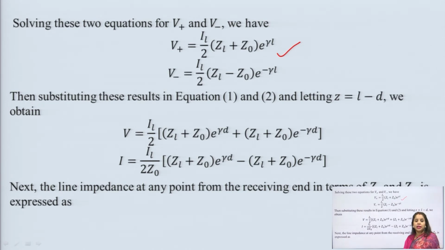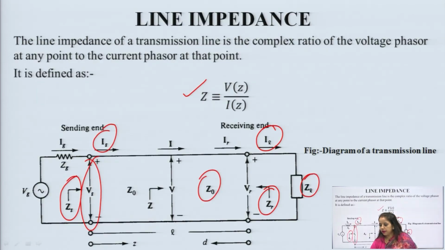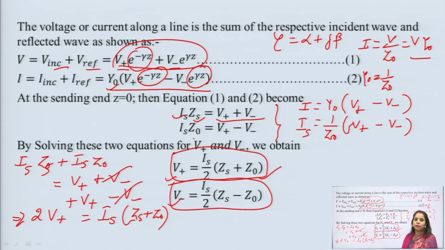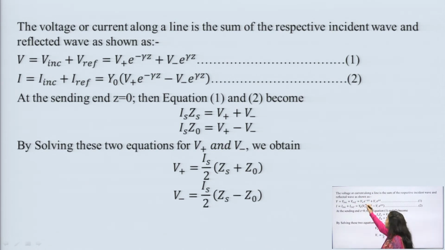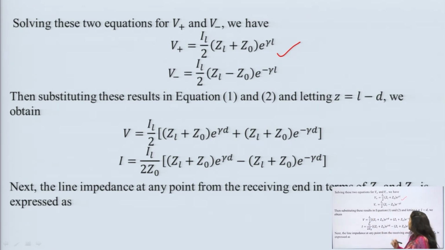So, what will be the next step? The steps remain the same as we used for the calculation of line impedance from the sending end. After that, we substituted this value in equations 1 and 2. Right now also we will do the same thing. We substitute the V plus and V minus that we have obtained, and on substitution we get this expression, letting z equal to L minus D. Okay, this is our expression.